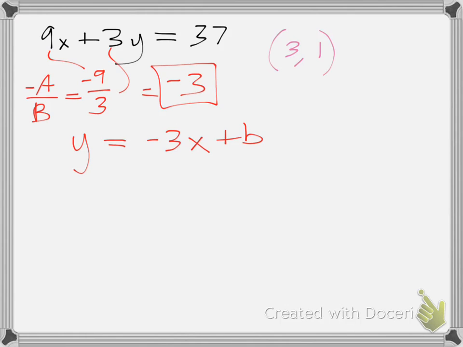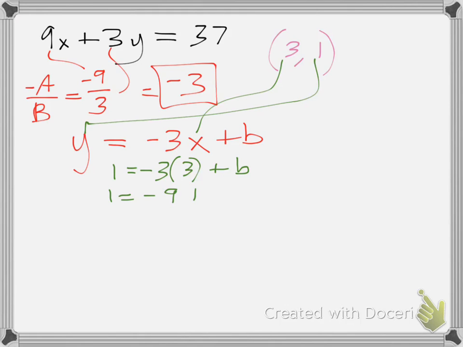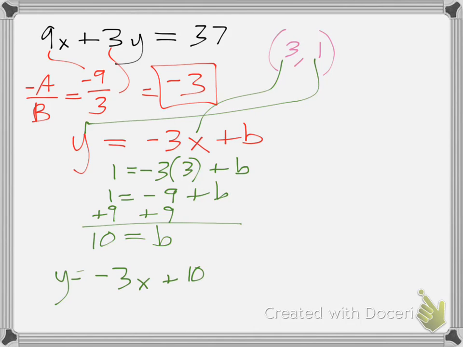And the process, if you're looking for slope-intercept form, is going to be identical to the previous one. So we know we're going to plug in the 3 in for the x. We're going to plug the 1 in for the y. And we're going to solve. It's 1 equals negative 9 plus b. I'm going to add 9. I'm going to add 9. 10 equals b. So that just means that we have y equals negative 3x plus 10.